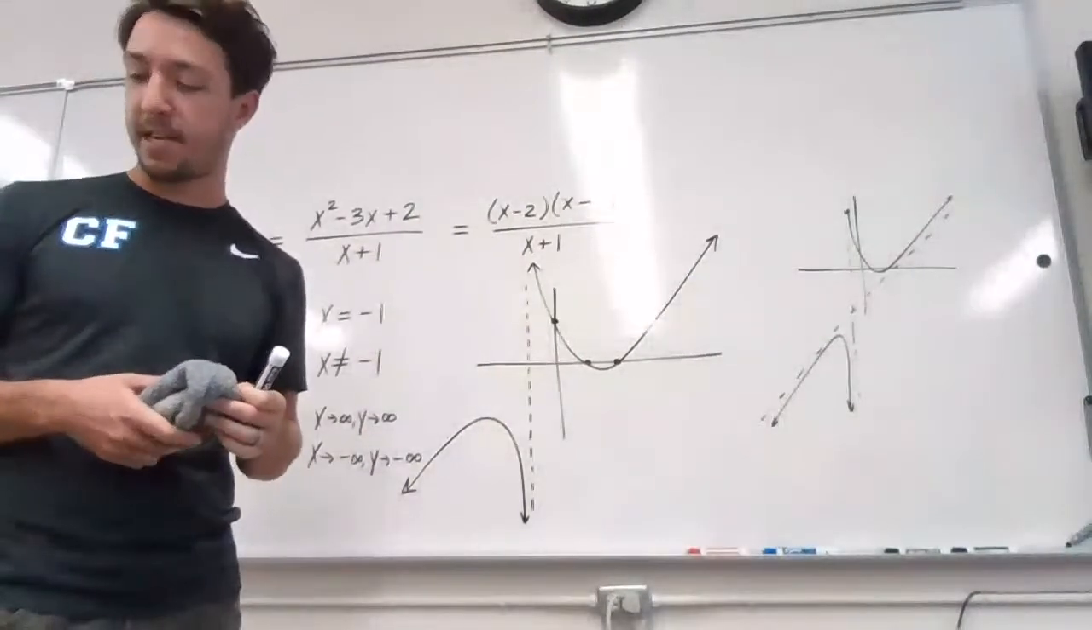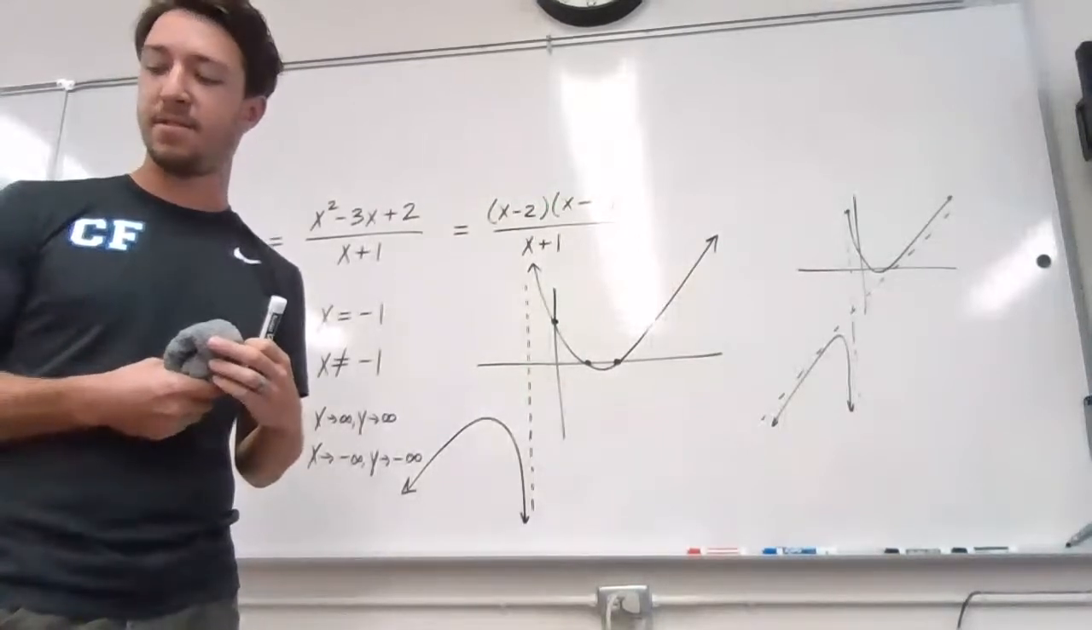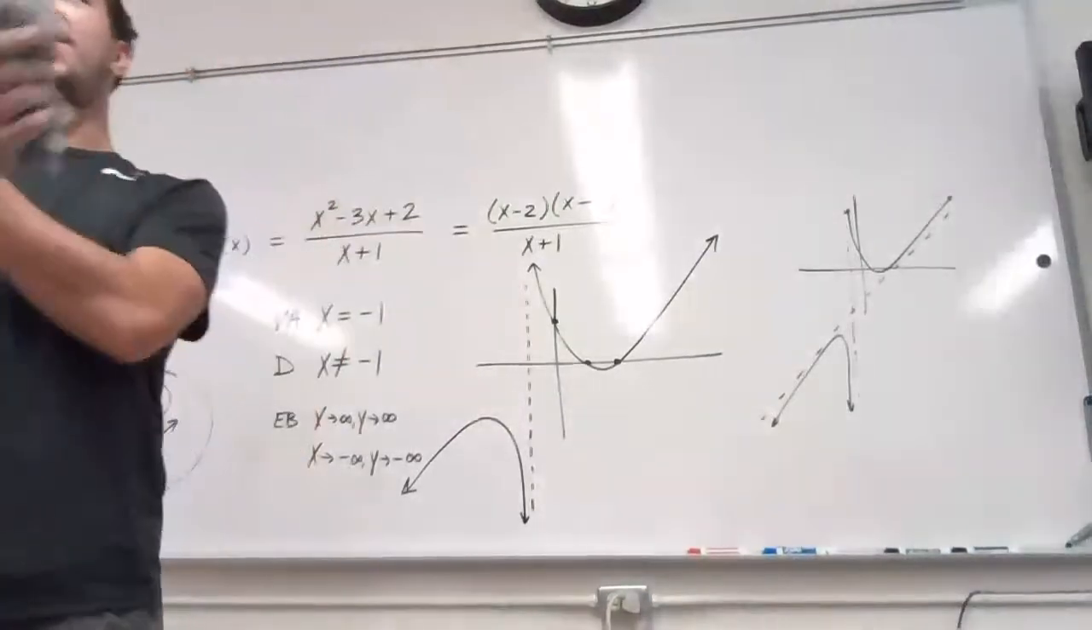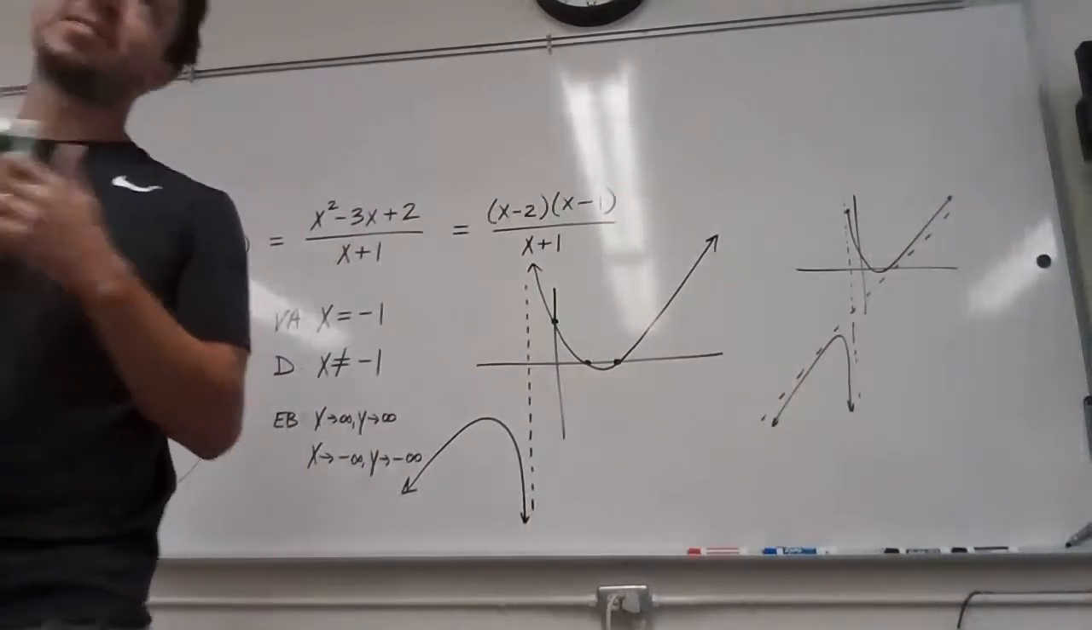What do you notice about those guys? They're reciprocals of each other. If you multiplied those functions together, you'd get 1. It's kind of interesting. Well, you get 1 with some restrictions.